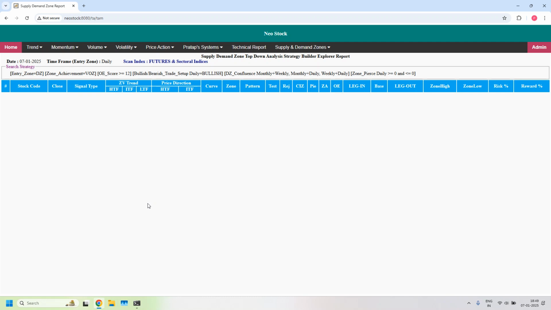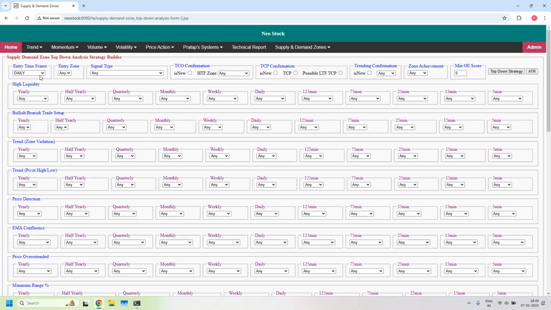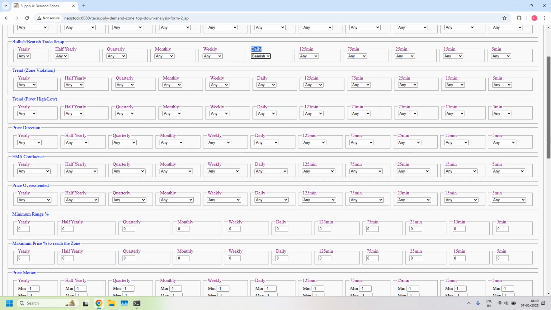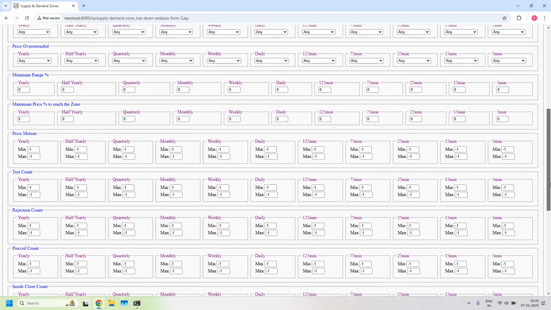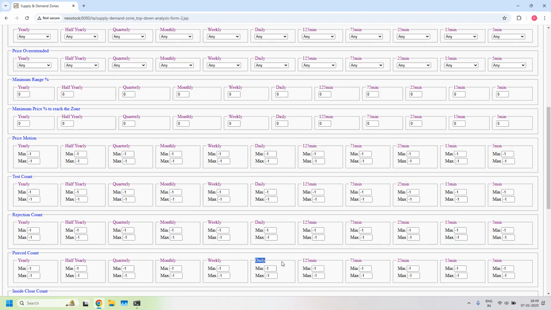Next, bearish trade setup for monthly income trade. Entry time frame is a daily. Entry zone is supply zone. In bullish or bearish trade setup at daily time frame, I am selecting bearish. And the daily supply zone should not be pierced. So in the pierced zones at daily time frame, minimum value 0, maximum value 0.